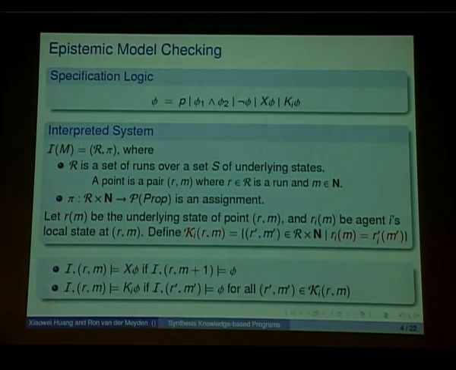Now, let's see how we can interpret the formula. For the formula X phi, if X phi is satisfiable on the point (r, m), it means that phi should be satisfiable on the point (r, m+1). And K_i phi being satisfiable on point (r, m) means that phi should be satisfiable on all indistinguishable points according to agent i's point of view.